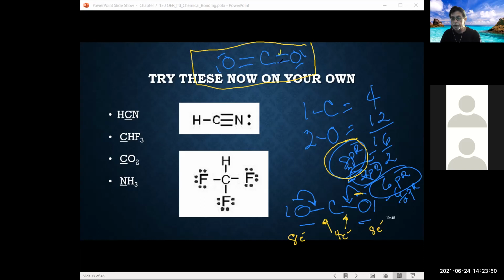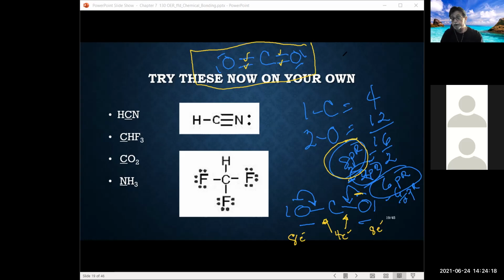There's 2, 4, 6, and 8 around the carbon that are being shared, with 4 of them shared with the oxygen on the right, and 4 of them shared with the oxygen on the left. So there's a total of 8 around the carbon. And so the octet has been fulfilled. So that is the structure for carbon dioxide.